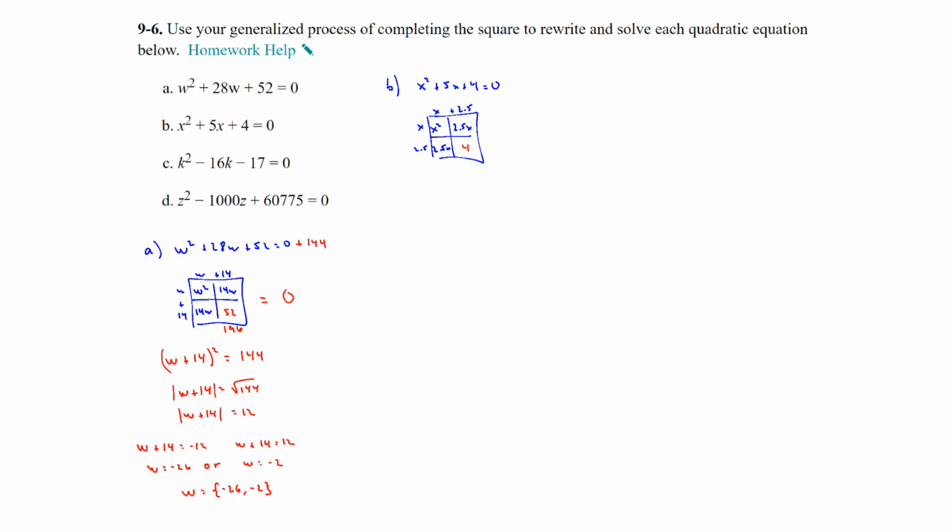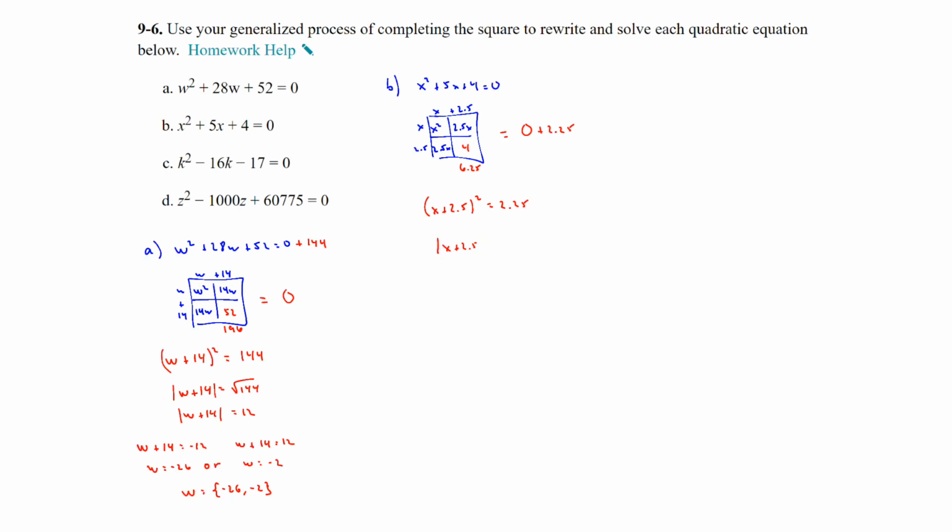But if we take 2.5 times 2.5, that's going to give us 6.25. So what do we need to add to get to 6.25? We currently have 4, so we need to add 2.25 to the other side so that we keep it balanced by adding the 2.25 to this side. So that gives us x plus 2.5 squared is equal to 2.25. And now we can take the square root, which gives us x plus 2.5.